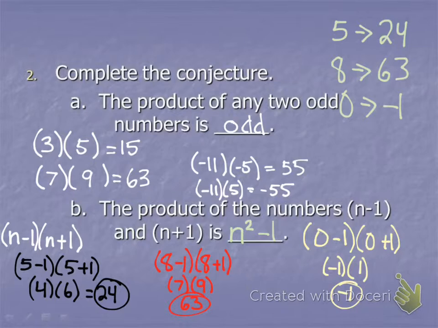So if you plug 10 in, instead of plugging it in for n, subtracting 1, adding 1, multiplying, you could use this new pattern. So if I plug 10 in, I should get 100 minus 1, which is 99. You could check it and see if it works. It does. This one was very hard.